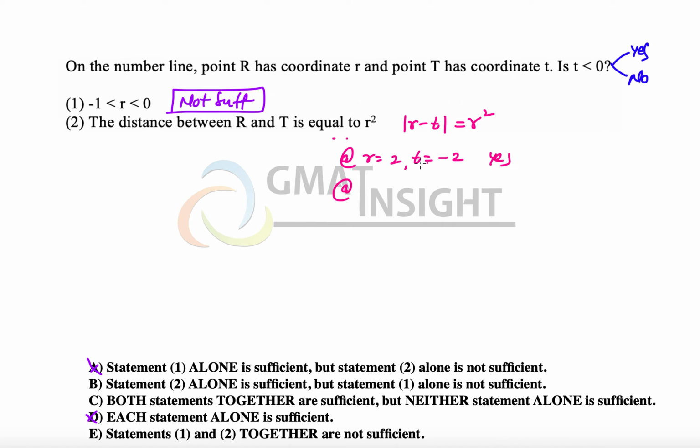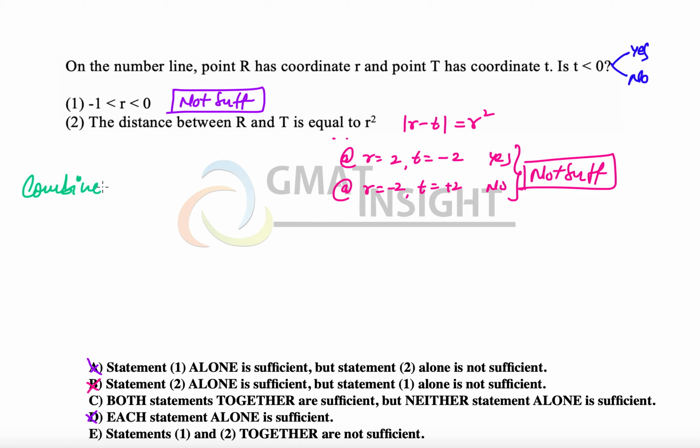Second possible set of values that satisfies this condition is when R is equal to minus 2 while T is equal to plus 2. And then this condition is still true, and we say that it is not sufficient to answer the question, and the second statement as well is out. Now we come to the third stage, which is the combination of the two statements.